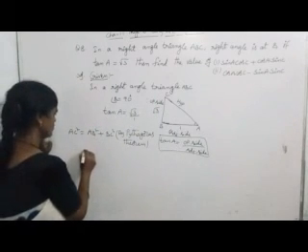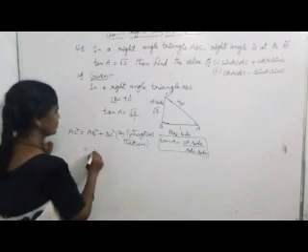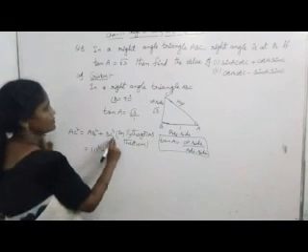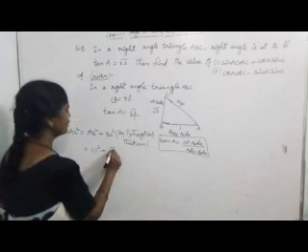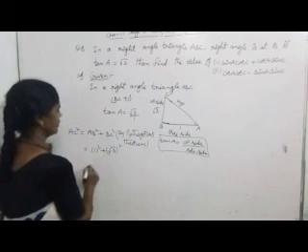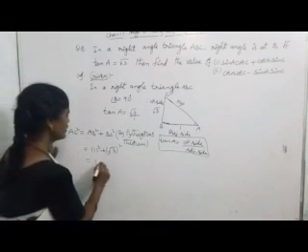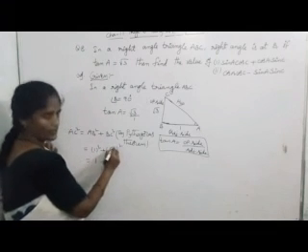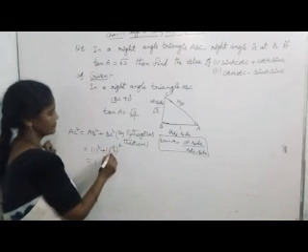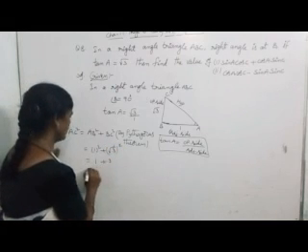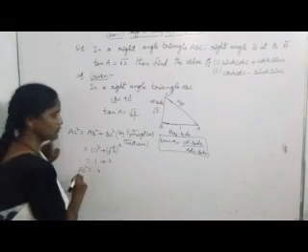From this, AB value is given as 1, so 1 square, plus BC value is root 3, so root 3 square. 1 square, 1 into 1, is 1 only. 1 plus root 3 whole square, the root and the square get cancelled. Now what is left? 3. 1 plus 3 is equal to 4. AC square is equal to 4.